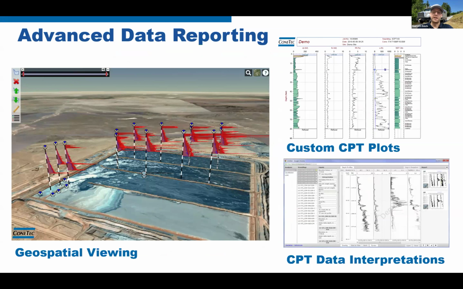So at ConeTec, we've got an in-house team that handles the processing and reporting of our CPT data. A full comprehensive data report is made available at the end of every project through ConeTec Data Services, where you can play around with your CPT data in some of these programs. And as we know, there's other processing and interpretation software available both publicly and privately.